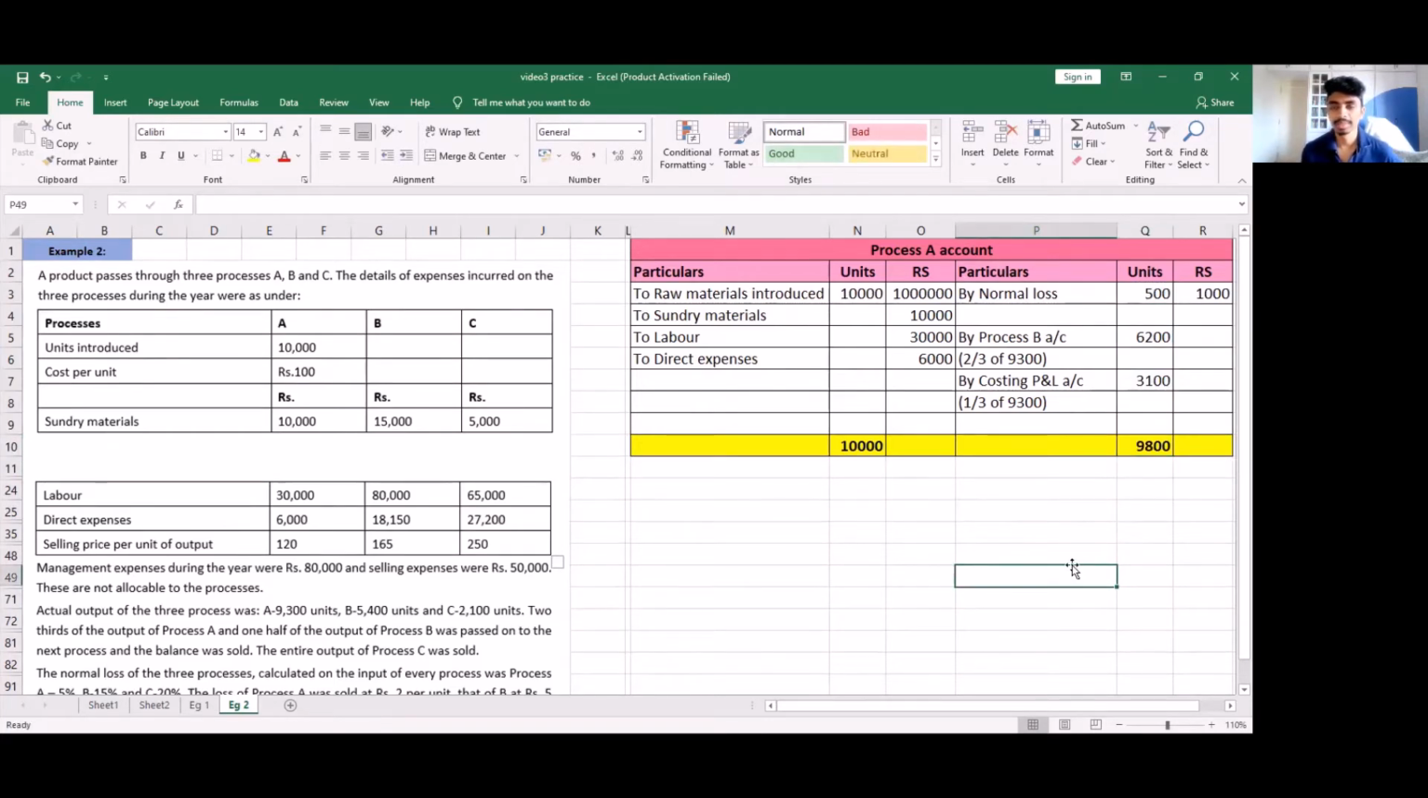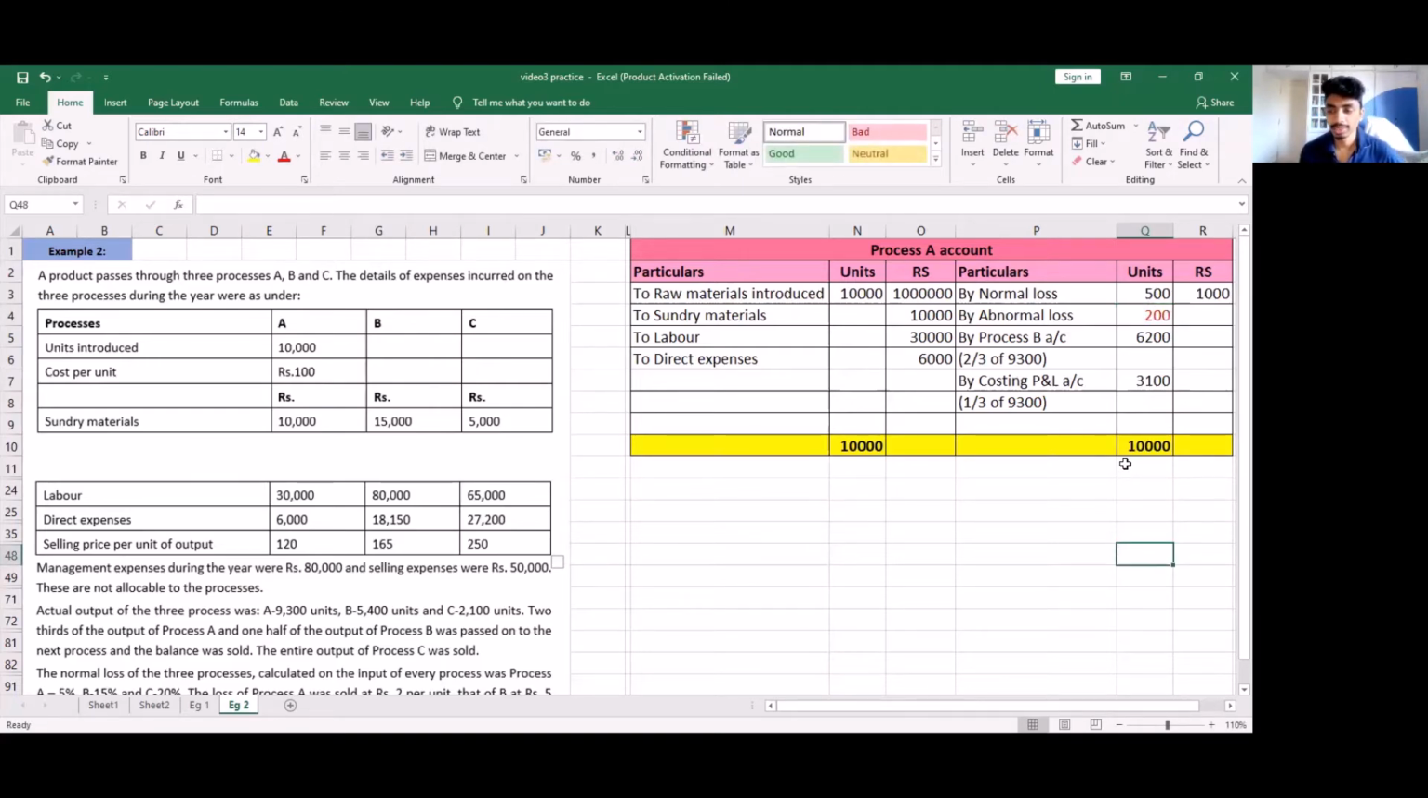So we notice that our credit side is short by 200. This means there is an abnormal loss. So we write this as by abnormal loss. And the units will be the difference between both these values. So 10,000 minus 9,800 is 200.